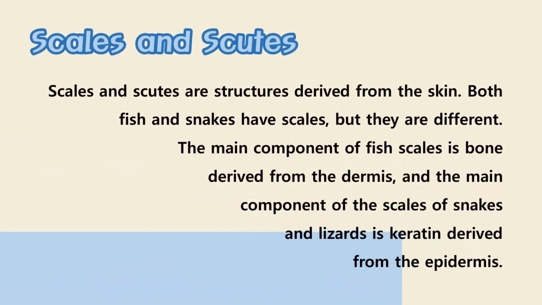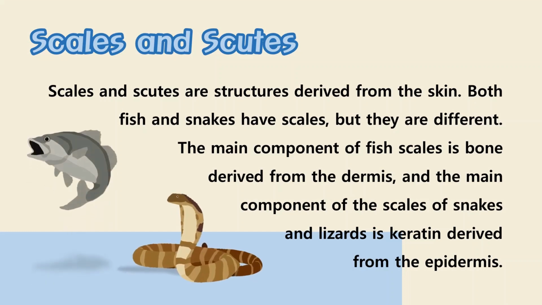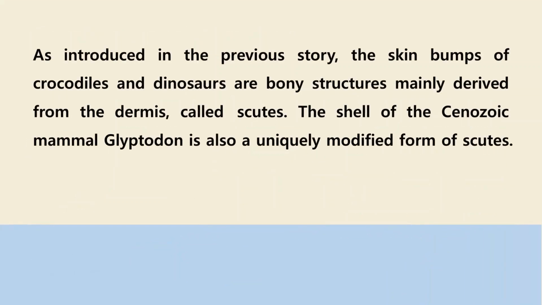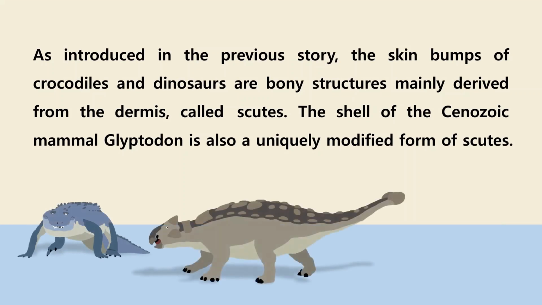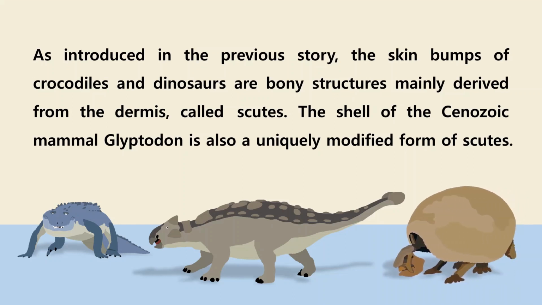Scales and scutes. Scales and scutes are structures derived from the skin. Both fish and snakes have scales, but they are different. The main component of fish scales is bone derived from the dermis, and the main component of the scales of snakes and lizards is keratin derived from the epidermis. As introduced in the previous story, the skin bumps of crocodiles and dinosaurs are bony structures mainly derived from the dermis, called scutes. The shell of the Cenozoic mammal Glyptodon is also a uniquely modified form of scutes.